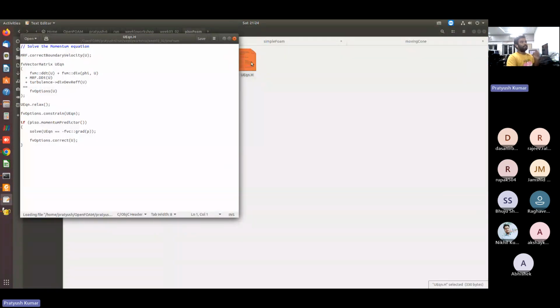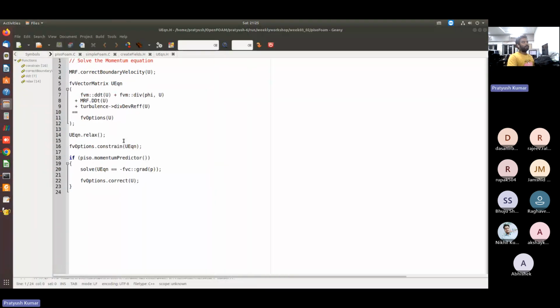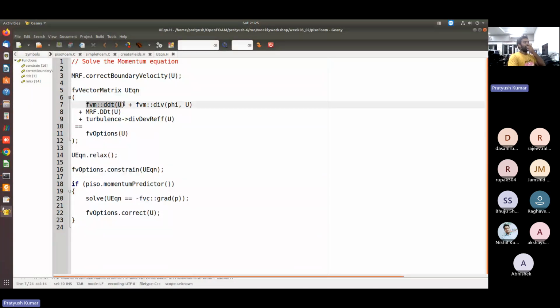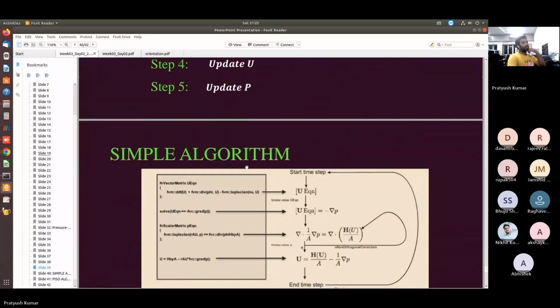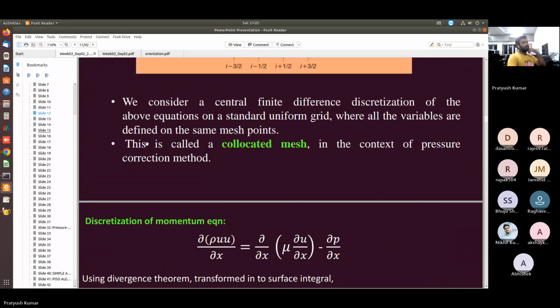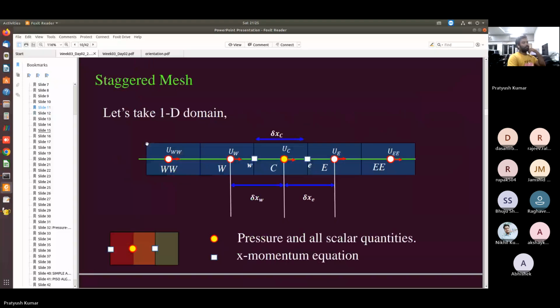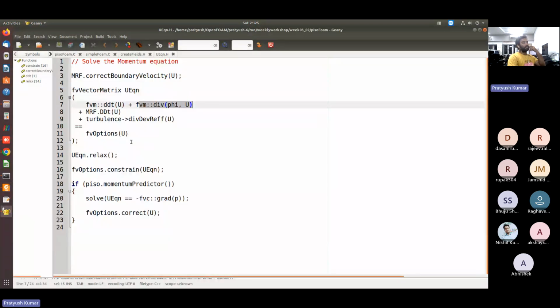Okay, and if you look at the U equations in both cases, PISO and simpleFoam, in PISO there is a transient term included, but in simpleFoam you do not have this transient term. Okay, so this is the divergence of phi U. Let me show you the equations. This is the transient term, this is the convective term, and then other terms are given here.